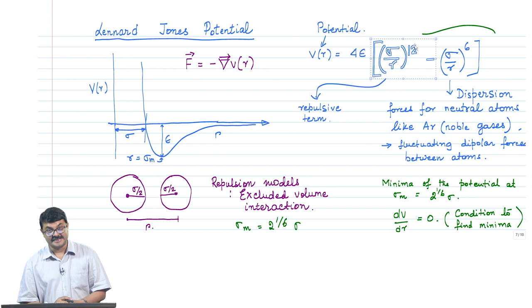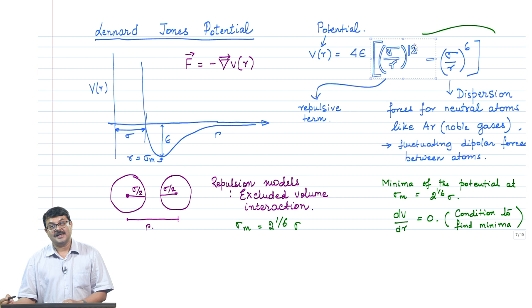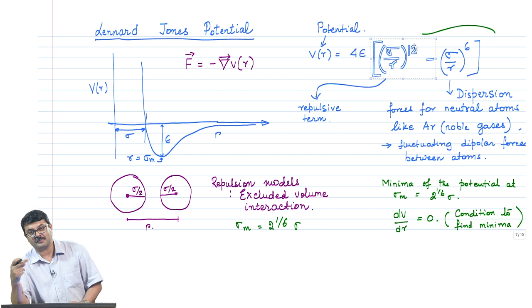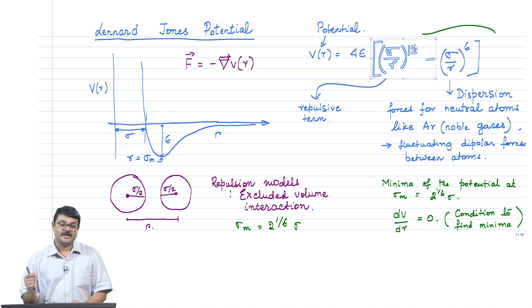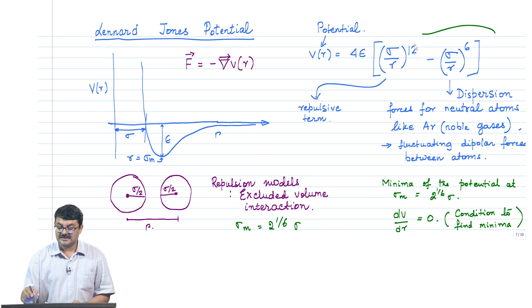On the other hand, when r is greater than sigma, sigma by r is a quantity which is less than 1, and when you take powers of small quantities, suppose 0.5 squared is 0.25, and then you take another power, 0.5 cubed is 0.125, and so on and so forth, right. So, basically, if you take a small number and keep on raising it to higher powers, it goes to smaller and smaller values. If you take 0.1 squared, it is 0.01, 0.1 cubed is 0.001, and so on and so forth. So, this basically dominates over this at large distances, but this dominates over this at short distances, right. So, that is what it is.